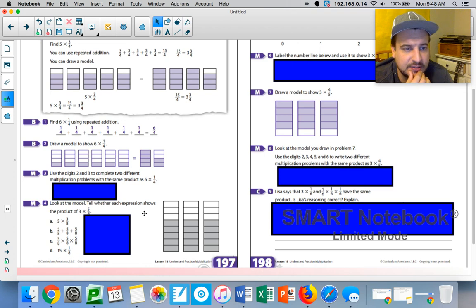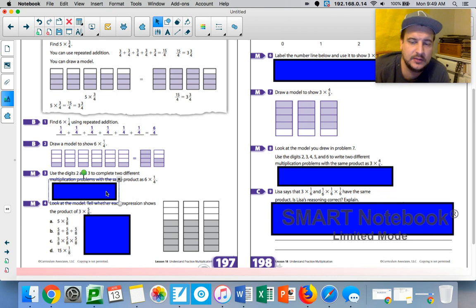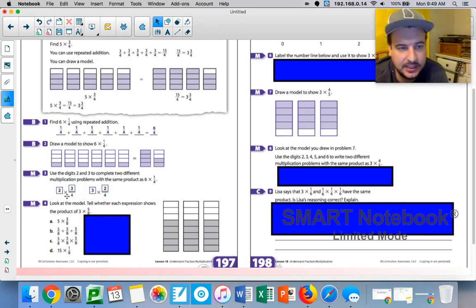Use the digits 2 and 3 to complete 2 different multiplication problems. So you needed 2 multiplication problems with the same product. So we have 6 times 1/4, which would equal 6/4. So 2 ways I could get 6/4. One is 2 times 3/4, which gives me 6/4. And the other is 3 times 2/4, which gives me 6/4. You might have put 1 times 6/4 as well. So that would work as well if you don't have that. Don't know why the book didn't have it. I guess I'm smarter than the book.